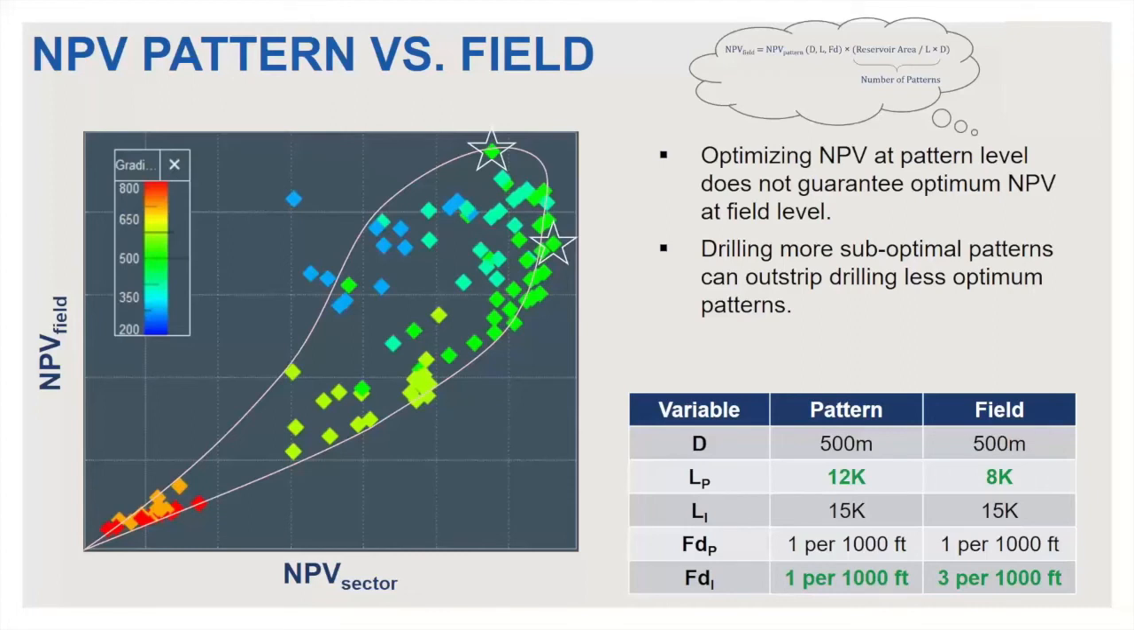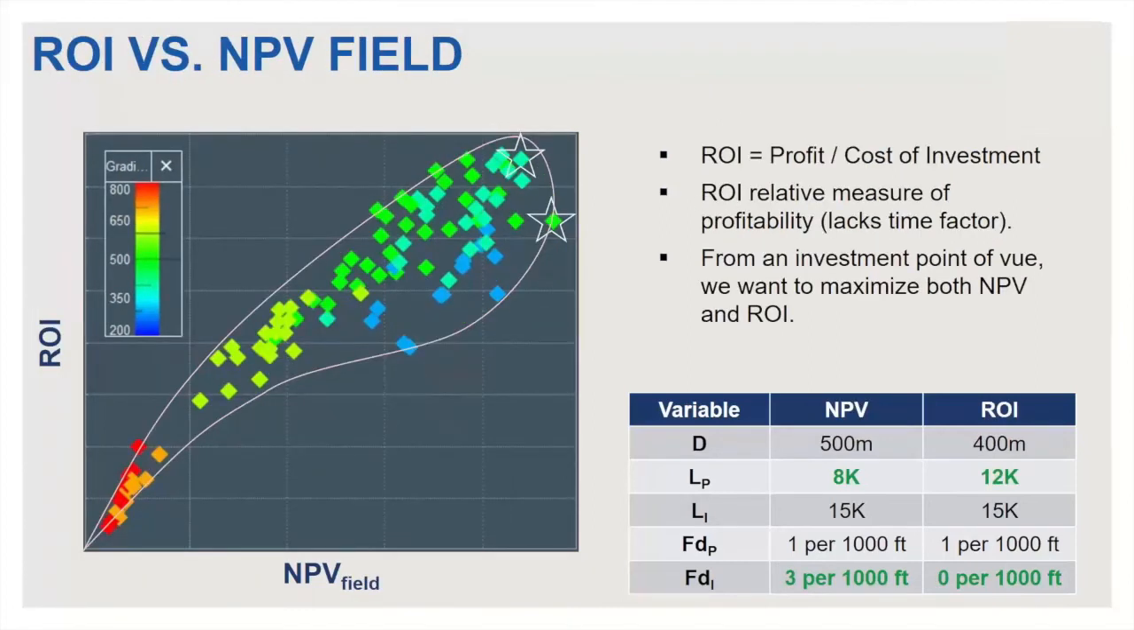So NPV is quite useful to understand the cash flow, but another very important parameter here is the ROI, because NPV does not give the full picture. The ROI is defined as the ratio between profit and cost of investment. It's a measure of profitability of your development, although it lacks the time factor that we have in the NPV. But it's important to have both NPV and ROI, because the ROI tells you how efficient you are in generating revenue out of a certain capex.